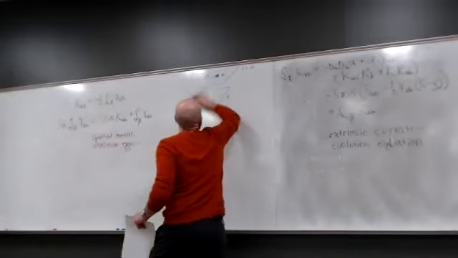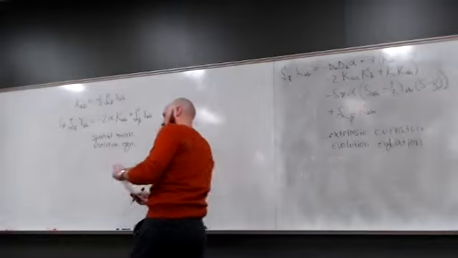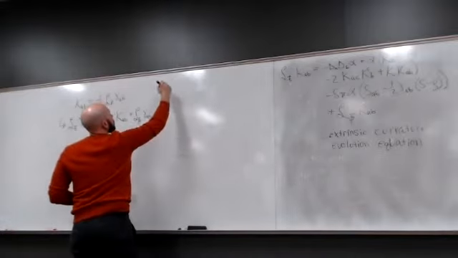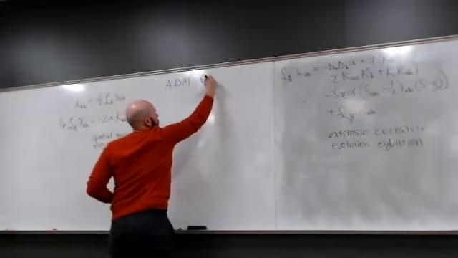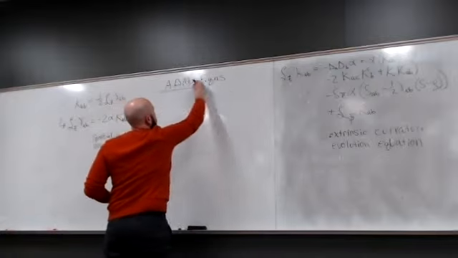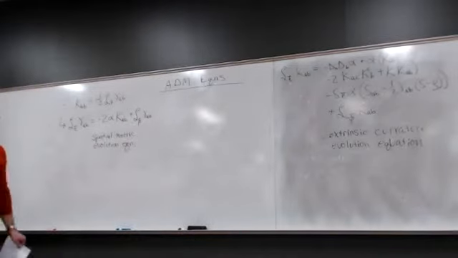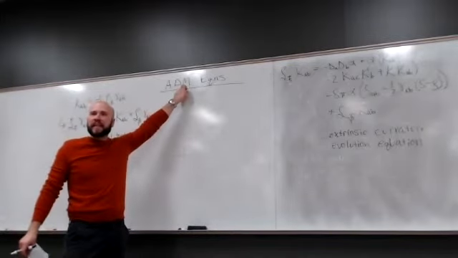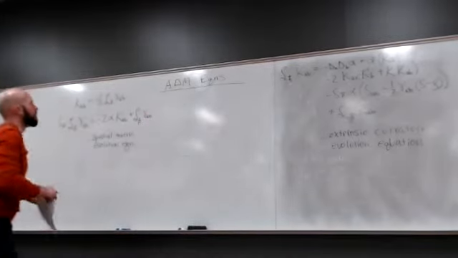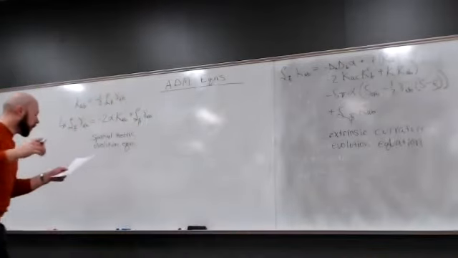All right. Goodbye, beautiful drawing. The ADM equations: Arnowitt, Deser, and Misner. And this Misner is the M in MTW: Misner, Thorne, Wheeler.